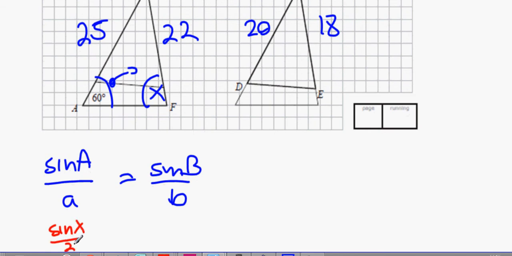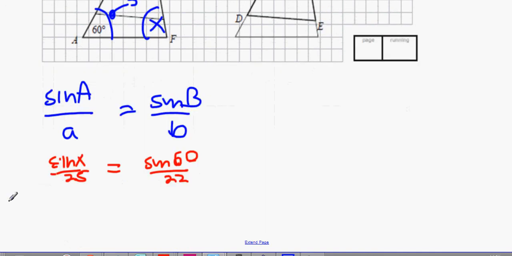Sine X over 25, excuse me. Sine X over 25 equals sine 60 over 22. Now what we're going to do next is get sine X on its own first. So we cross multiply 25, and we get 25 sine 60 divided by 22.